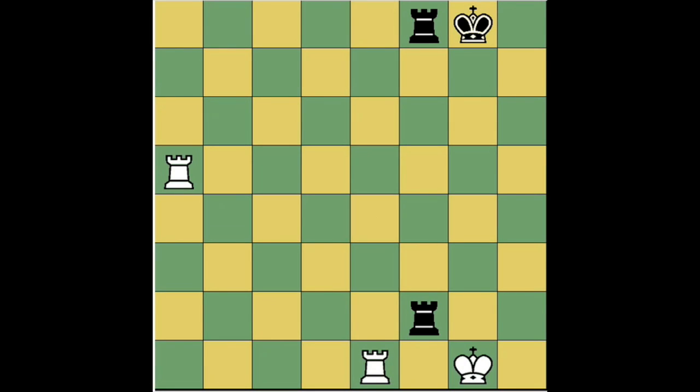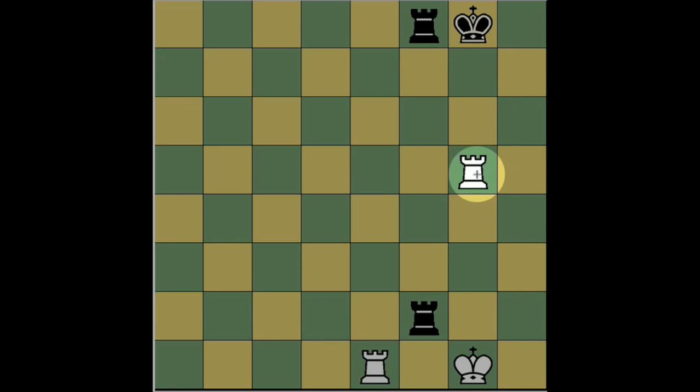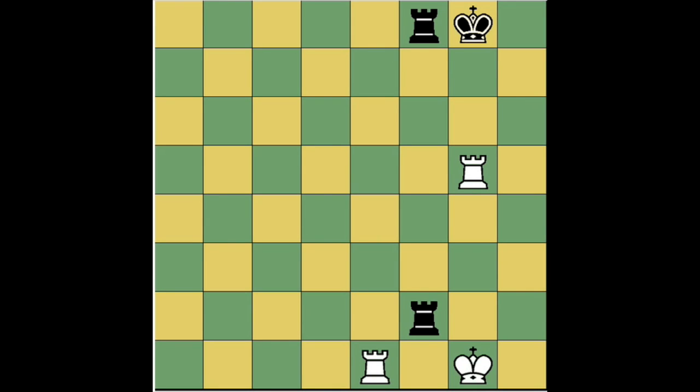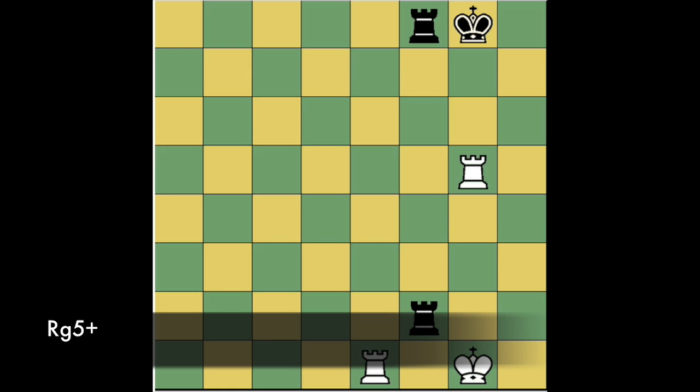It is customary to indicate when a move gives check in your notation. So for example, in this position, if white moves the rook to g5, the rook gives check to the king, and we would record the move as Rg5 with a plus sign. The plus sign indicates that the rook is giving check to the black king.